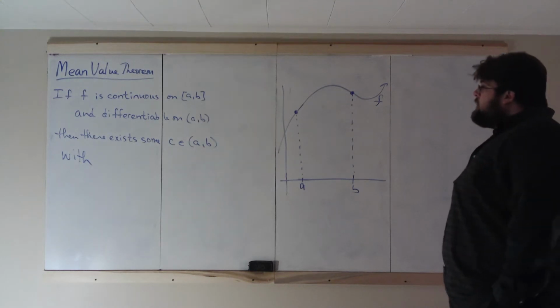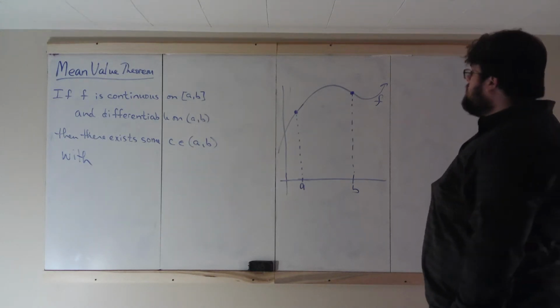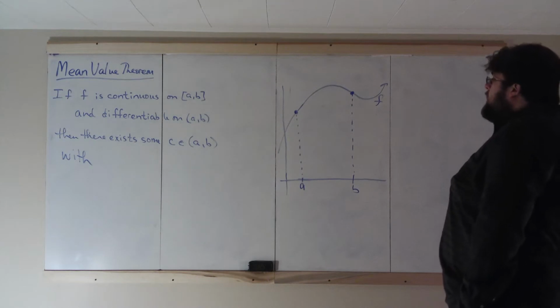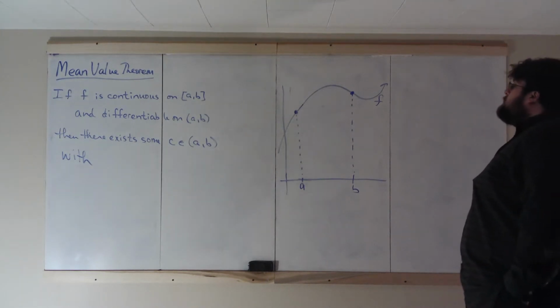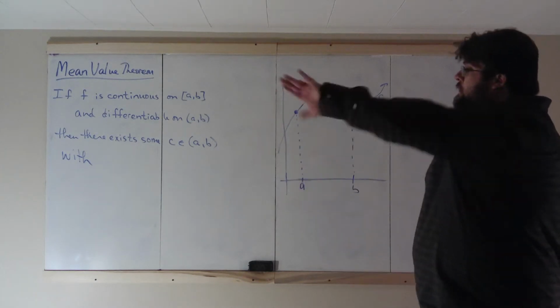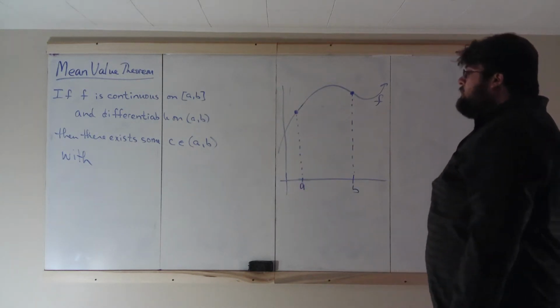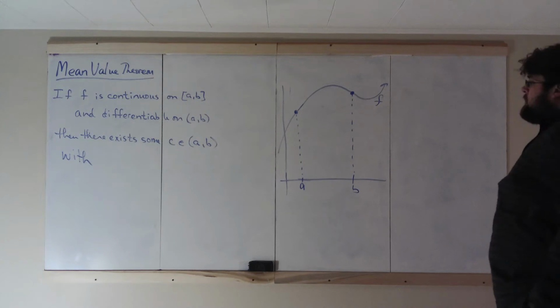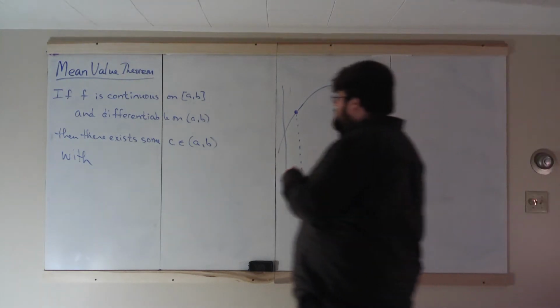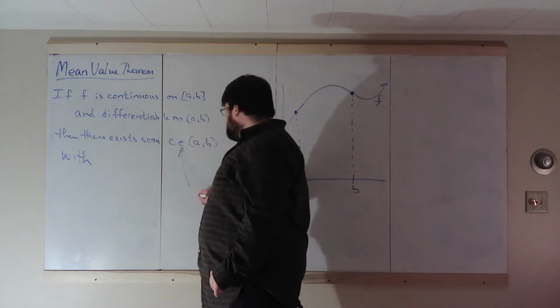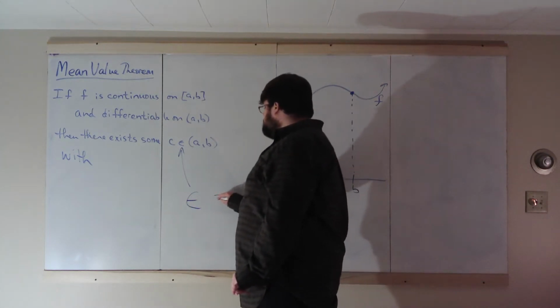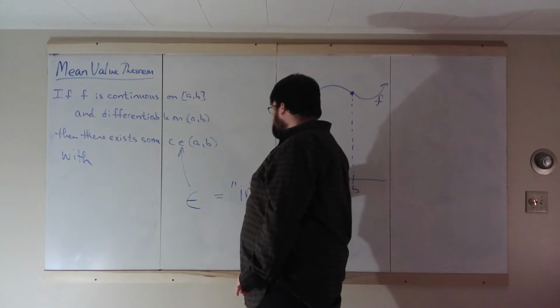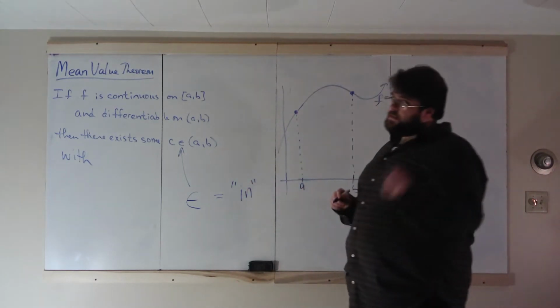If f is continuous on a to b closed, differentiable on a to b open. It doesn't matter what happens on the boundaries. You can have a corner, cusp. All that matters is it's curvy between a and b. Then there exists some c in a to b, with this symbol right here, like an E-ish type thing, and it's read in math "in", and it just means it's inside the interval.